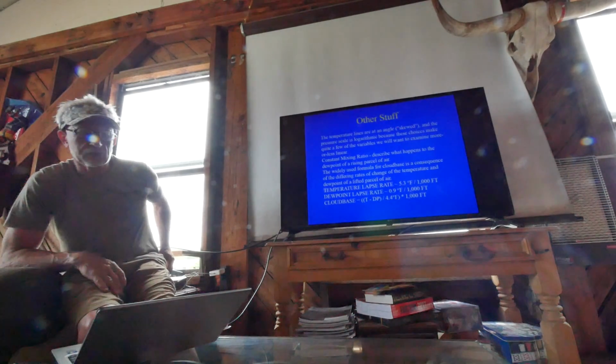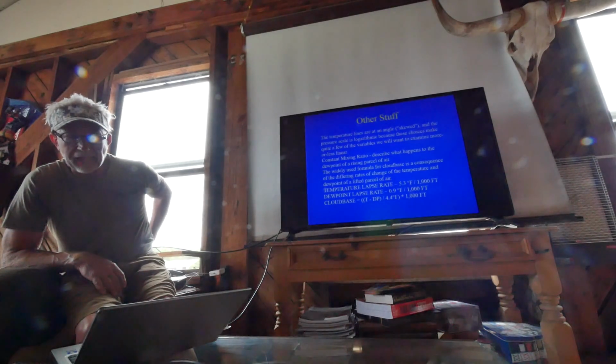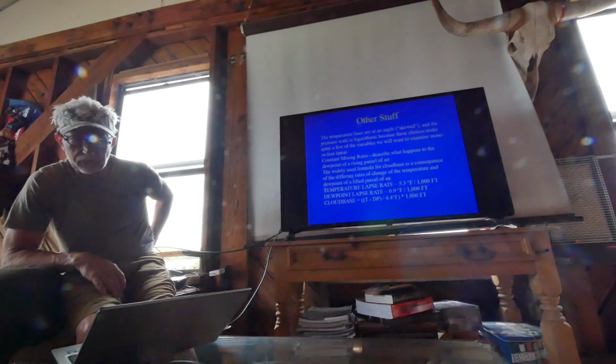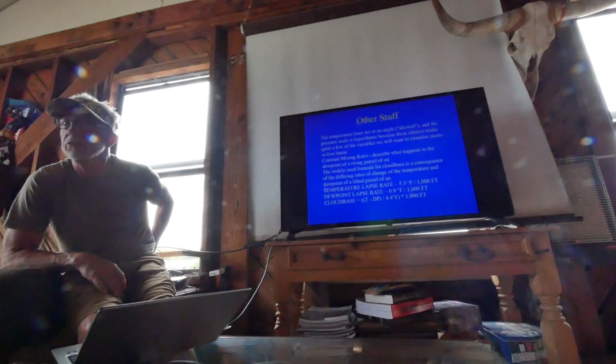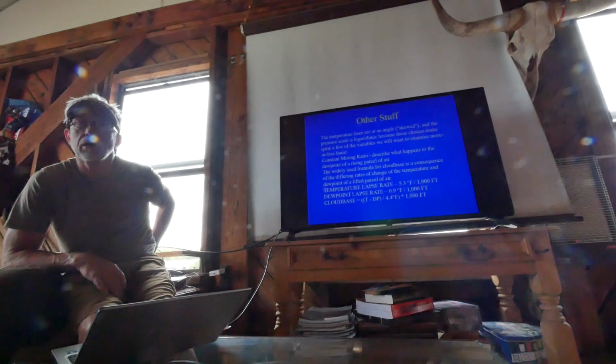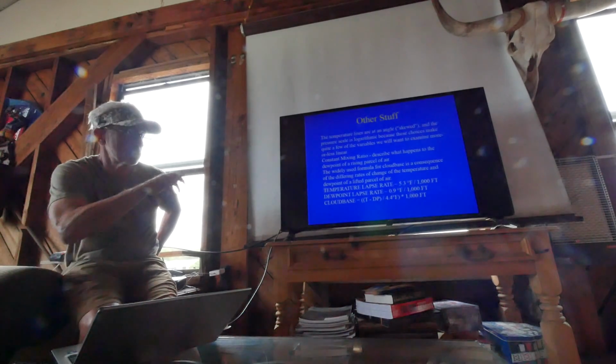This is a good slide. The temperature lines are at an angle, skewed, and the pressure scale is logarithmic because these choices make quite a few of the variables that we want to examine more or less linear. And that's why we can make sense out of this diagram.